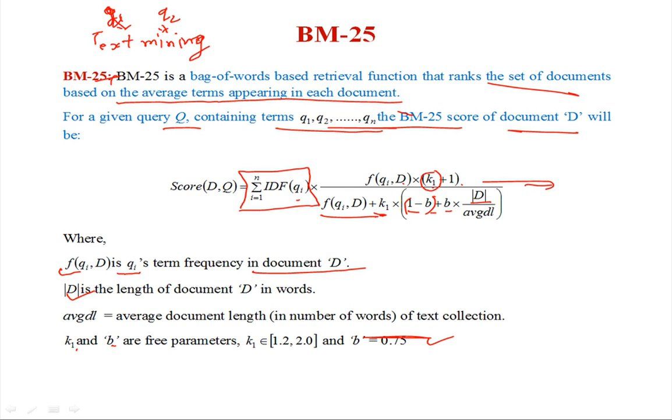Actually, a document may contain a huge number of words. A document may contain 50 words, a document may contain 10 words, a document may contain 50,000 words or 5,000 words. Due to this variation, to save the quality of results from this variation, BM25 uses average DL, the average document length, and divides it by the length of the given document D.